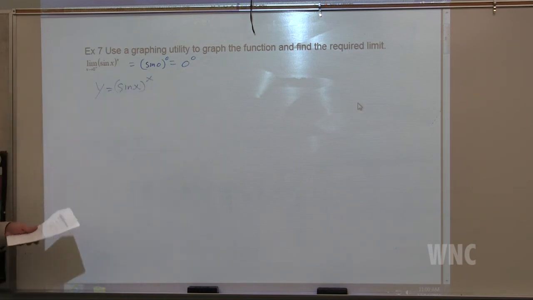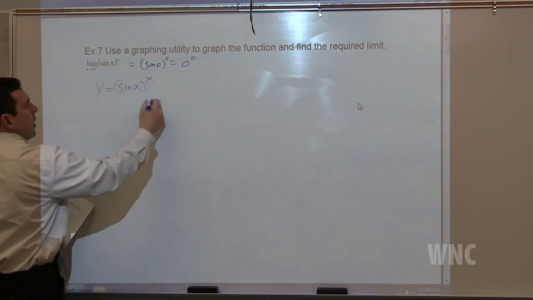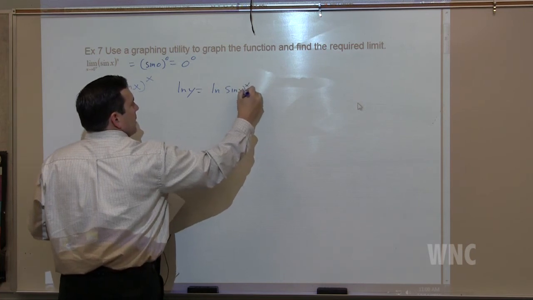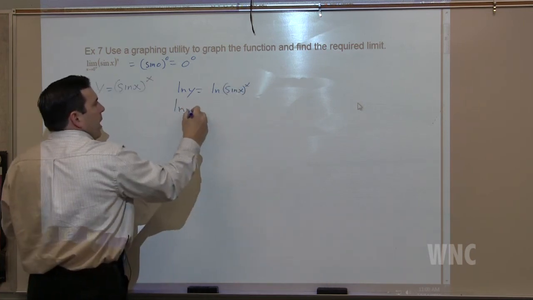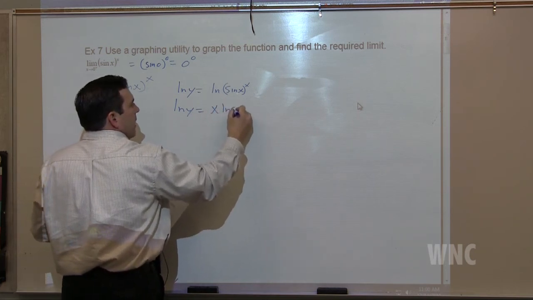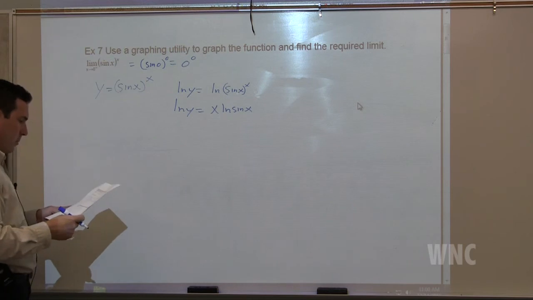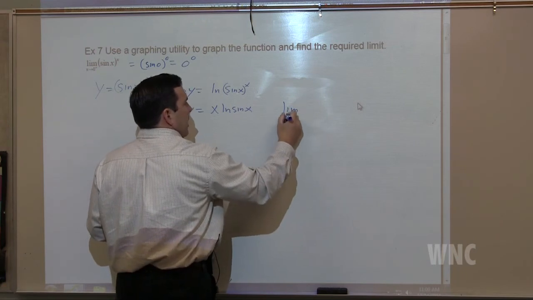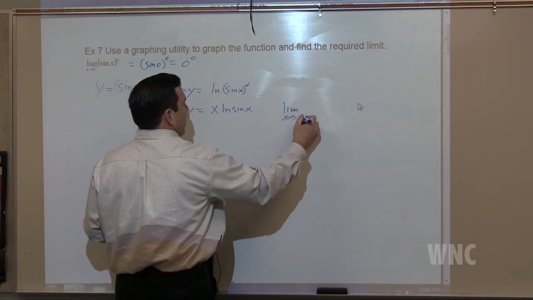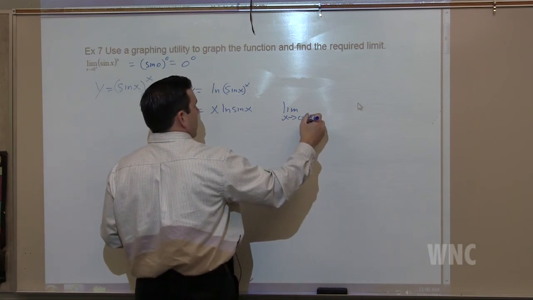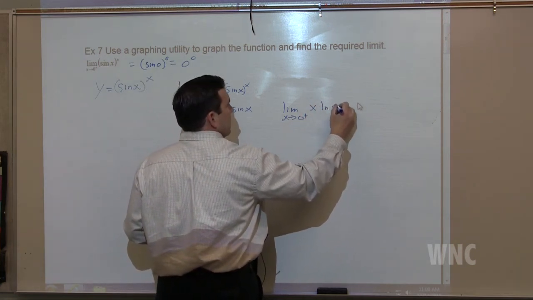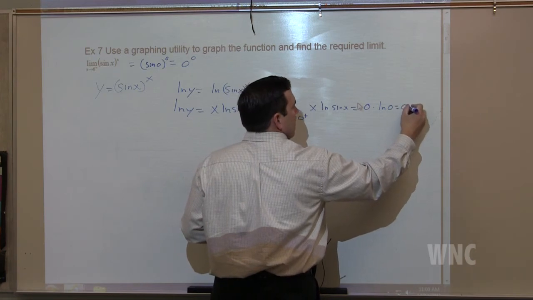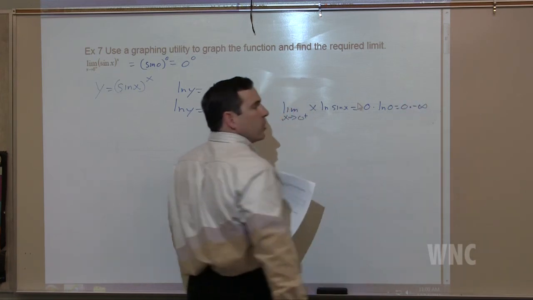And one of the tools we commonly use when we deal with exponentials like this is the natural log. So natural log of y equals natural log of sine x to the x. So the natural log of y is going to be x natural log of sine x. Now if we took the limit as x goes to 0 from the right side of x natural log of sine x, what we'd have is 0 times natural log of 0, which is 0 times negative infinity. So we have an indeterminate form.